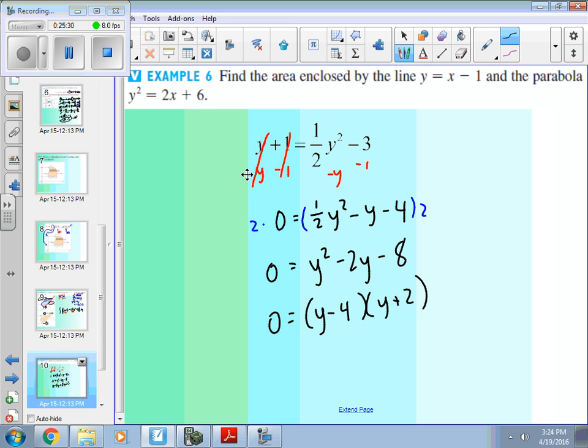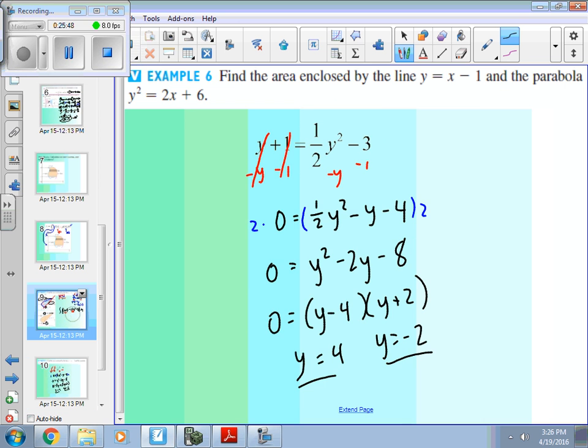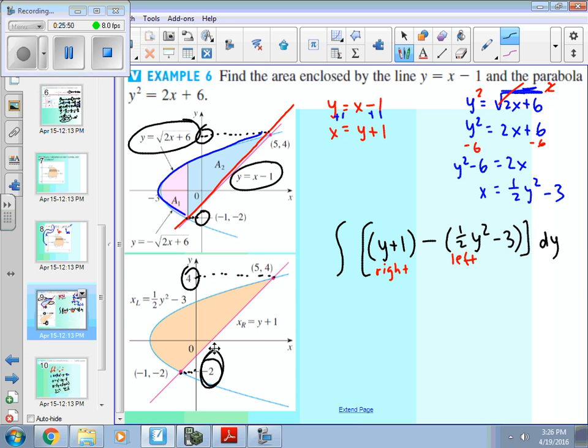Setting those both equal to 0 and solving, you're going to now get y equals 4 and y equals negative 2. Those are the same 2 points that we saw they were intersecting at. So 4 and negative 2. Now if we solve this out, we should get the answer.